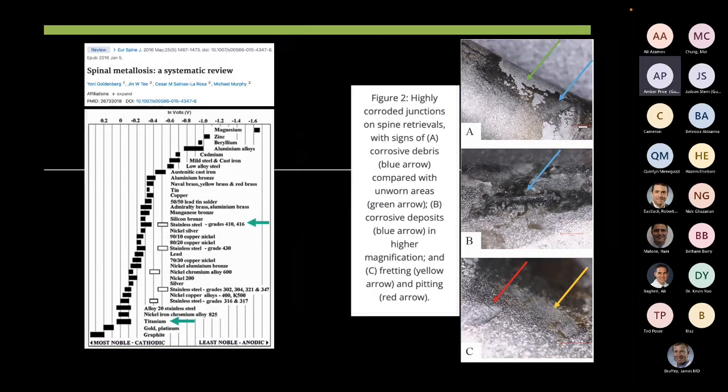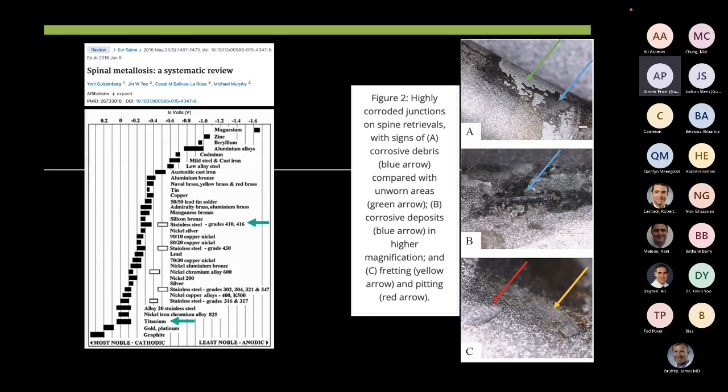So this is an example paper where they looked at spinal metallosis in patients, and what you can see is that these rods, these are highly focused pictures of the rods after they were retrieved from the patient. And you could see that the junctions between the connectors, i.e. the screws and the rod, were highly corroded. And this was seen in patients who had stainless steel rods used in their constructs. And so this can lead to rod fracture and construct failure.